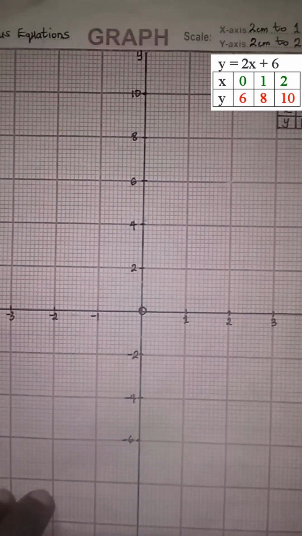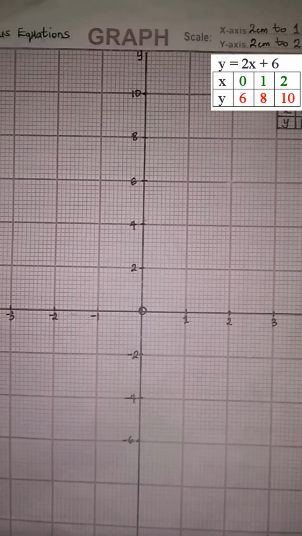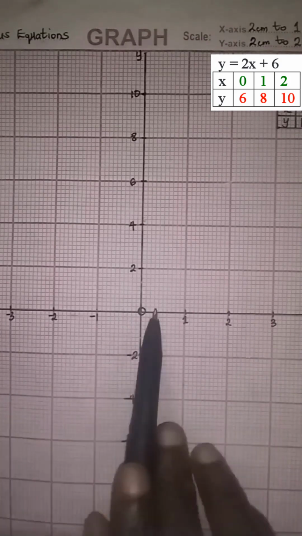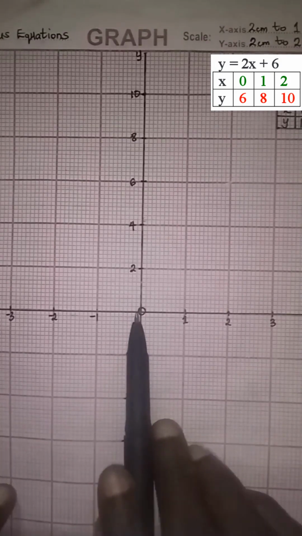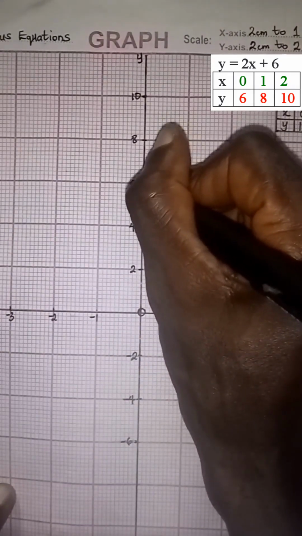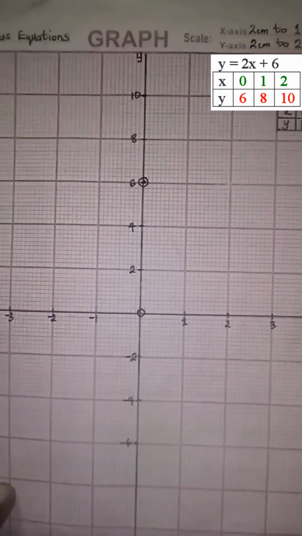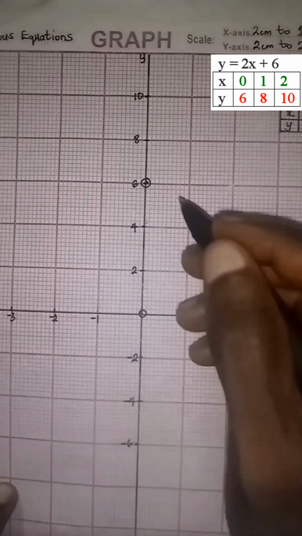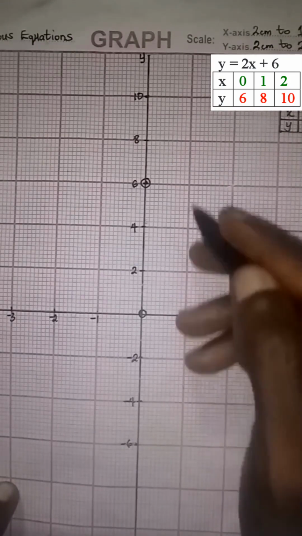Now, the first equation, y equals 2x plus 6. We are plotting the points. When x is 0, here on the x-axis, the value of y is 6, and y is 6 here. So we make a point there. We can use a small circle. Then when x is 1, y is 8. So x is 1 here, y is 8 here.